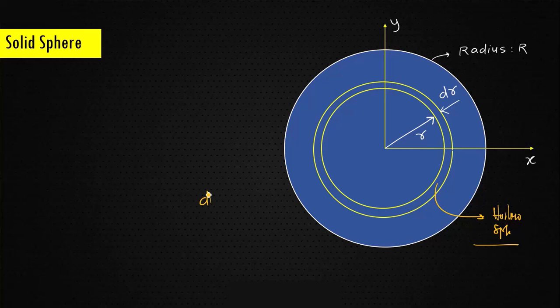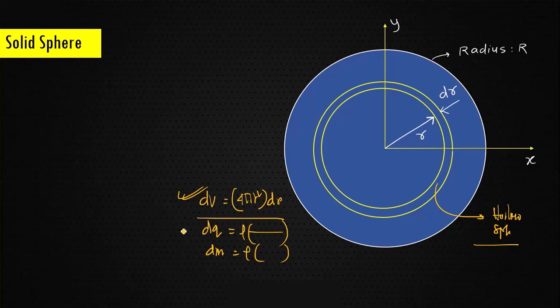So here the volume dV should be equal to the surface area, which is 4 pi small r square, multiplied by dr. That is the concept you have to apply to calculate the volume of this hollow sphere. Once I calculate the volume, the next task is to write the charge dq, or the mass dm, by multiplying by rho. So I can get either the elemental mass or the elemental charge.